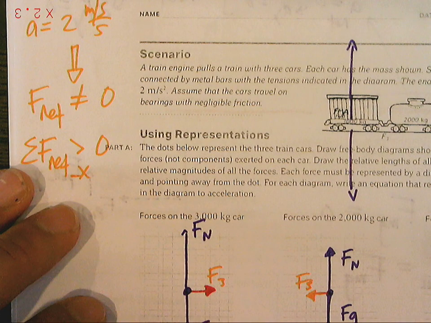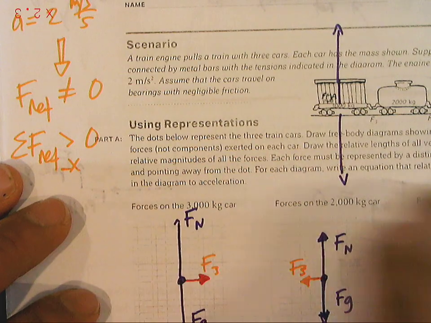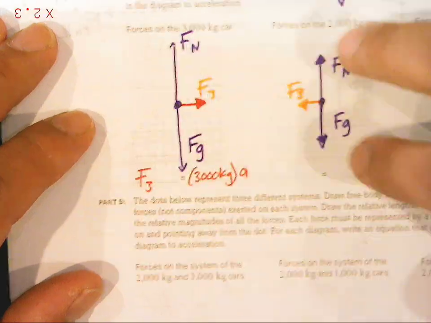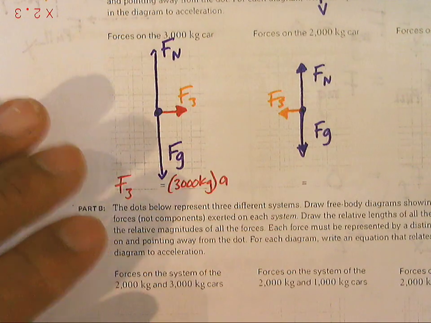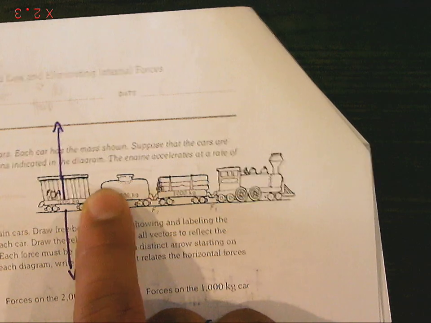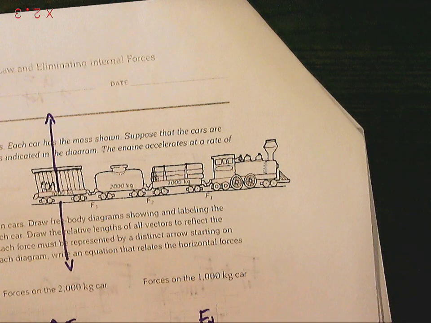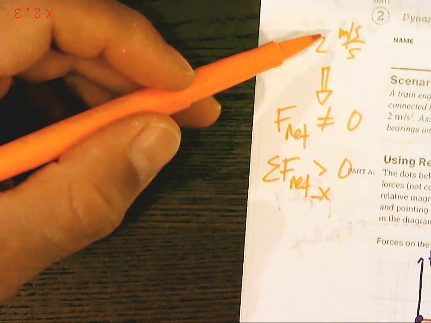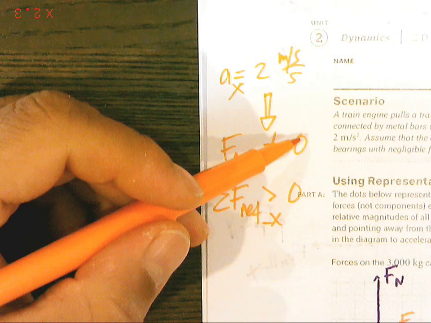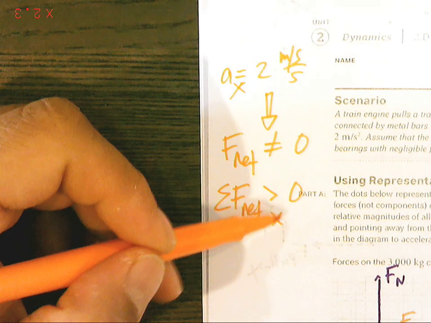Why in the x? Because it has the acceleration in the x-axis, not in the y. We can see from the y that there is no acceleration in the y. The net force in the y is 0, the acceleration in the y is 0. But if this train is moving along at an acceleration of 2 meters per second in the horizontal direction, the positive x, then we do have an acceleration in the x. Our net force is not 0. Our sum of forces in the x is greater than 0.